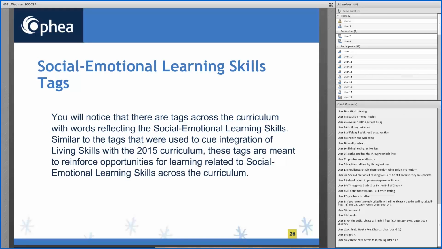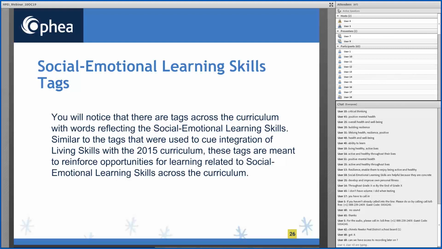I wanted to mention as well that you'll notice throughout the curriculum those tags related to social emotional learning skills. Similar to the tags that were used to cue integration of living skills within the 2015 curriculum, these tags are meant to reinforce those opportunities for learning related to SEL throughout and across the curriculum. There are many aspects of Strand A that are the same as what existed with the prior living skills, including individual skills, examples, and concepts, all of those things that are similar. And while many of those core skills remain the same, what has really been updated is that framework, so that it is an evidence-based framework.